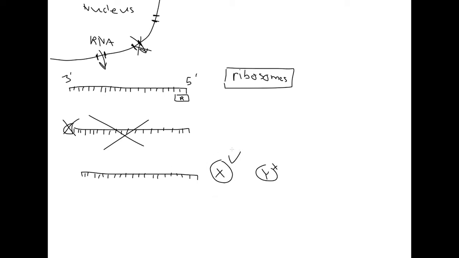And if X is present and Y is not present, then translation will occur. But if any of these parameters does not meet the requirement, then this translation will not occur.